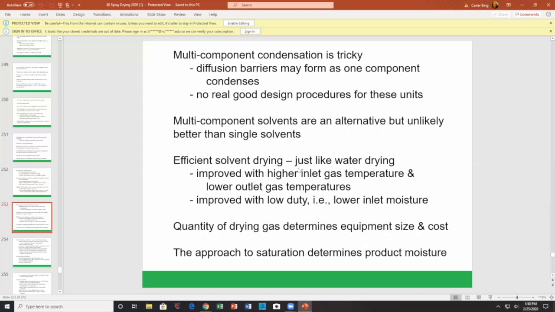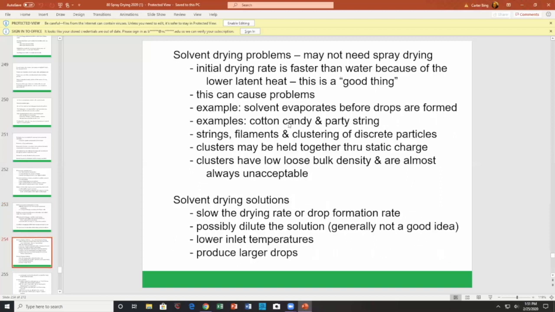Efficient solvent drying, just like water, improved with higher inlet temperatures, lower outlet temperatures, improved with low duty, i.e. low inlet moisture. Again, I can imagine that with the solvent situation, decantation wouldn't hurt. Let it sit there and the moisture will flow out. Quality of drying gas determines equipment size. Approach to saturation determines product moisture. There we go. Solvent drying problems may not need spray drying.